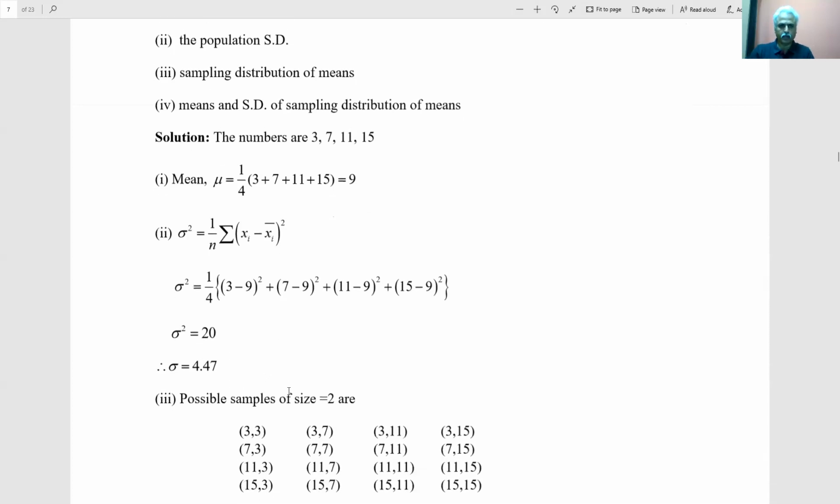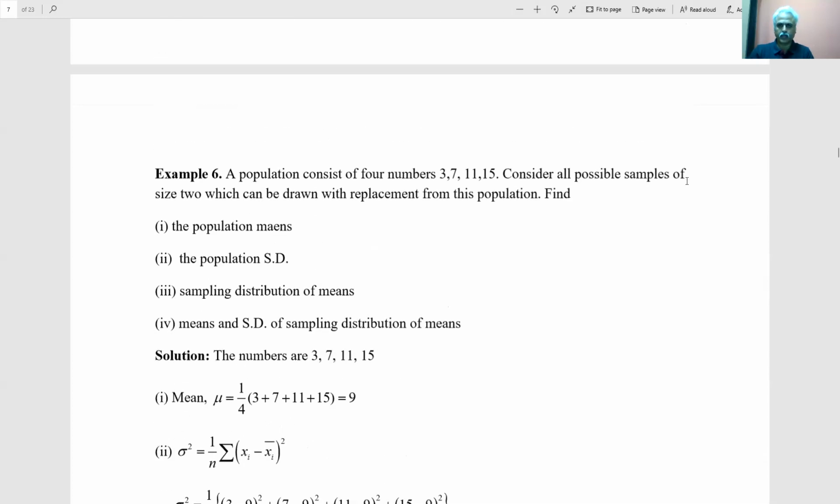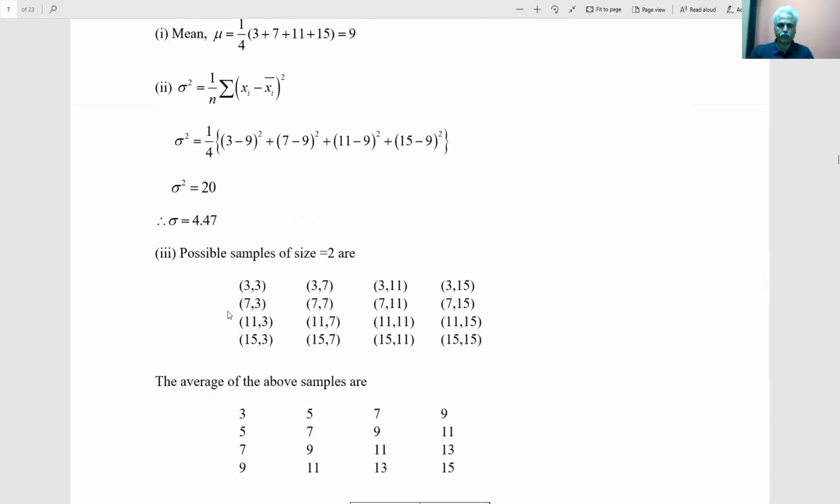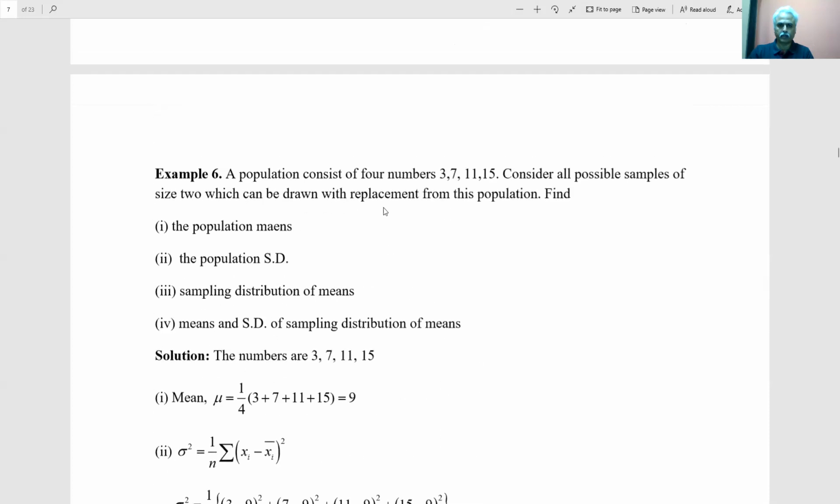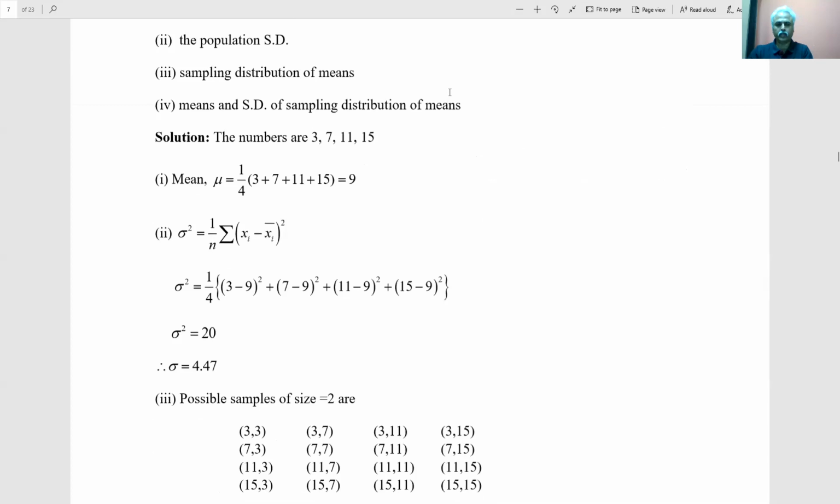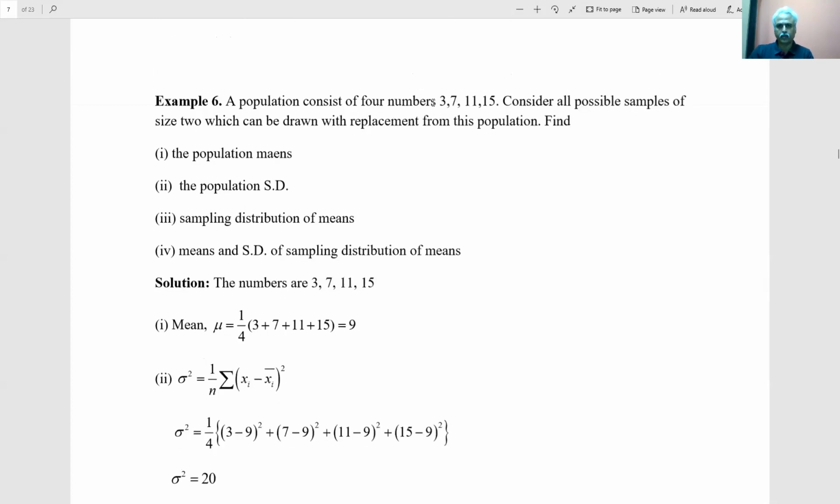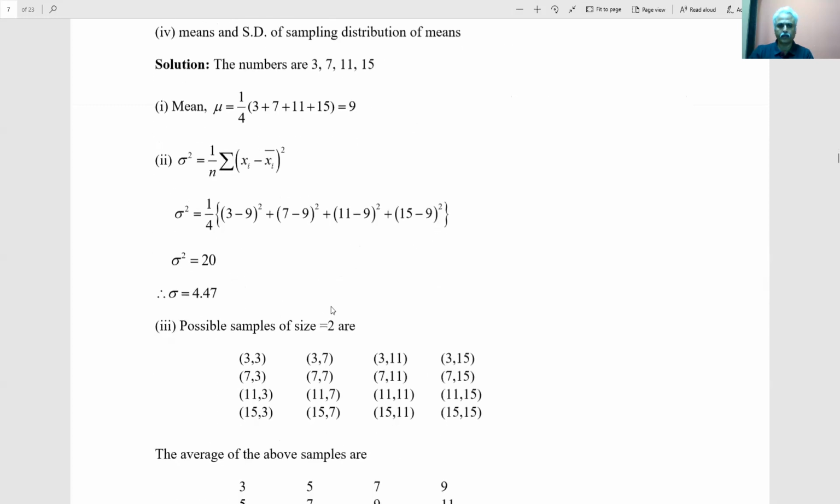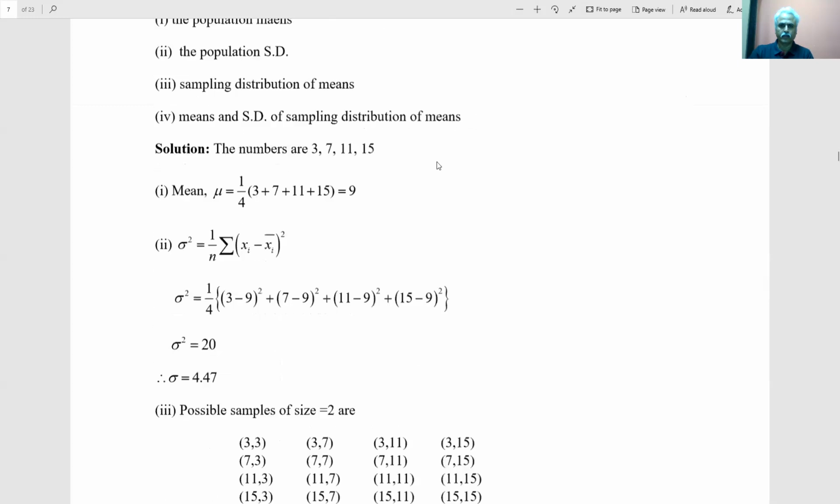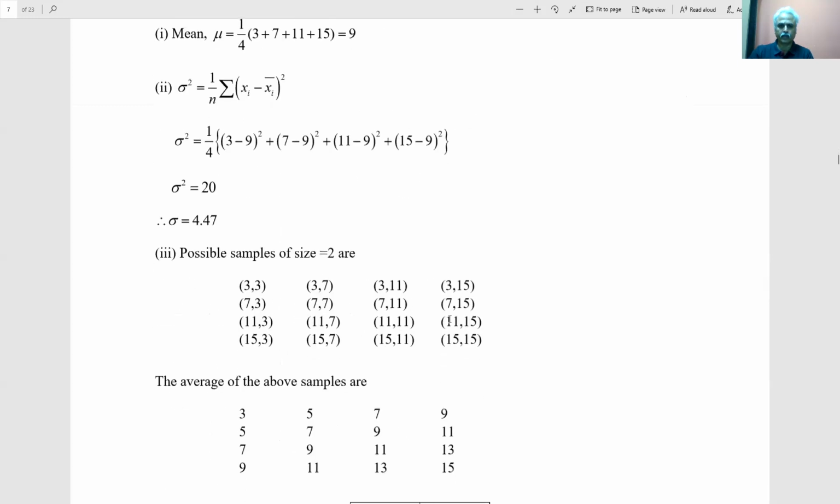Now possible samples. Now I have to consider a sample size of 2. You take any 1, keep it here, and replace it back, with replacement. Replace it back and take any one thing randomly. So all possible samples are: 3 3, 3 7, 3 11, 3 15. With 3 these are possible. Similarly with 7: 7 3, 7 7, 7 11, 7 15.